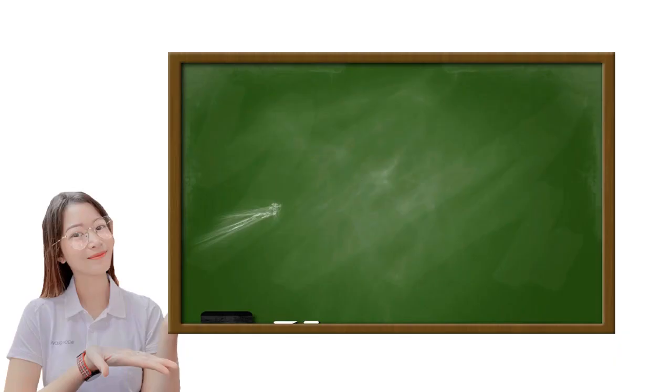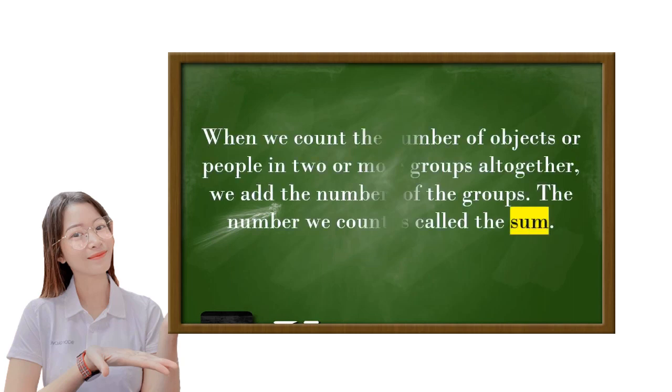Always remember, when we count the number of objects or people in 2 or more groups altogether, we add the numbers of the groups. The number we count is called the sum. Say the word sum. One more time, sum. Sum is the answer of the addition.